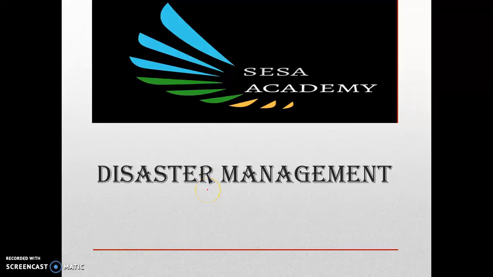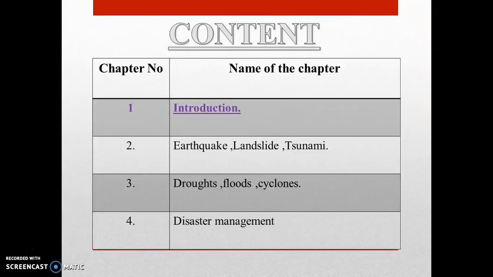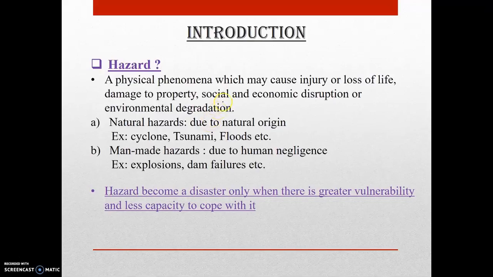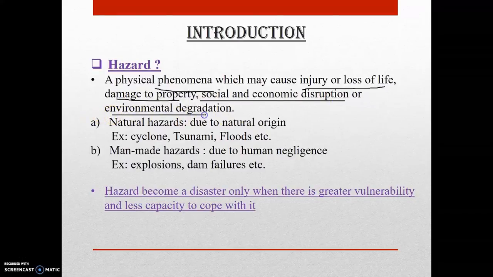In this session, we will discuss disaster management. So these are the contents in disaster management. Right now, we are dealing with the introduction part in disaster management, that is DM. What is hazard? Hazard is a physical phenomenon which may cause injury or loss of life, damage to property, social and economic disruption, or environmental degradation.